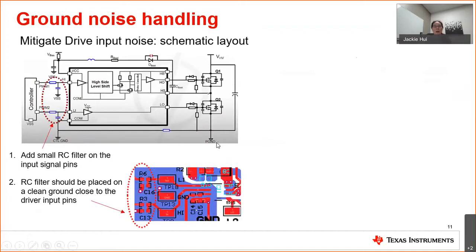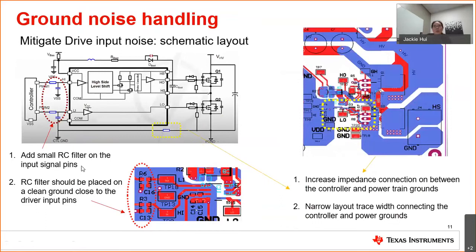For this design challenge, there are a couple of things we can do to improve the performance. One is to add a small RC filter to the input pin. It can be just like a 100 ohm resistor with a 100 picofarad cap. Place it when you do the layout. Make sure you place the RC close to the pin, and make sure the filter cap ground has a good ground connection as well. This will help filter out this ground noise.